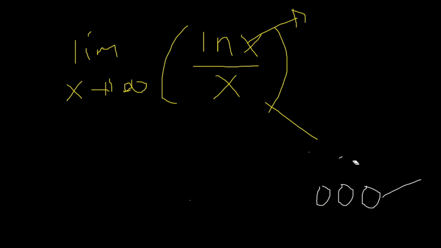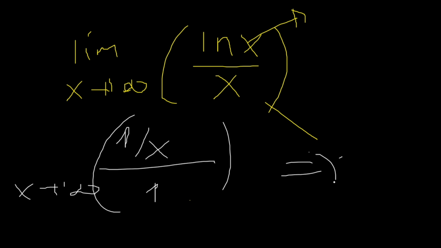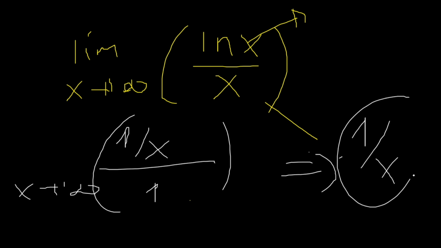What is L'Hopital's rule teaching? We differentiate the numerator and differentiate the denominator. If you differentiate ln x, you have 1 over x, and if you differentiate x, you have 1. Therefore our limit as x tends to infinity will be 1 over x, and 1 over x as x tends to infinity is equal to 0. That is the final answer to this.